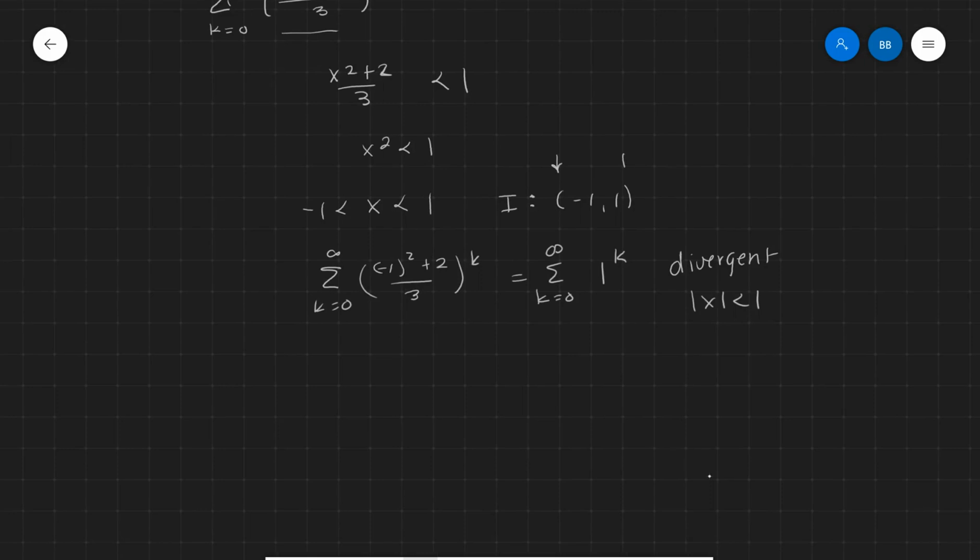Neither endpoint should be included, and so we're going to use open brackets to be able to represent this interval. If endpoints were included, then we would change them to square brackets. But since neither endpoint is included, we're going to leave them as open brackets, negative 1 to 1.